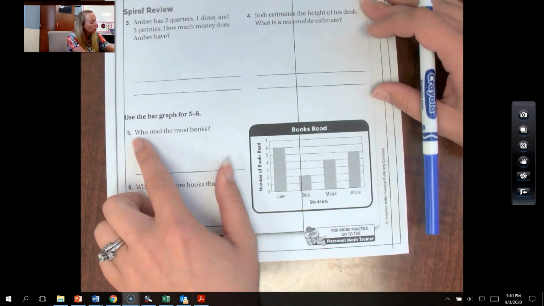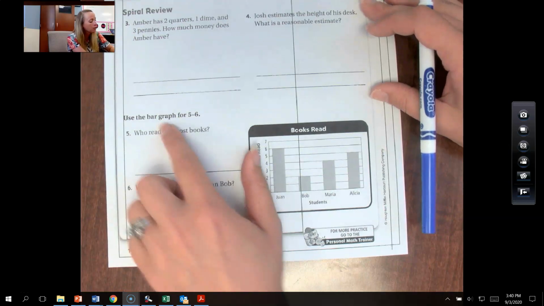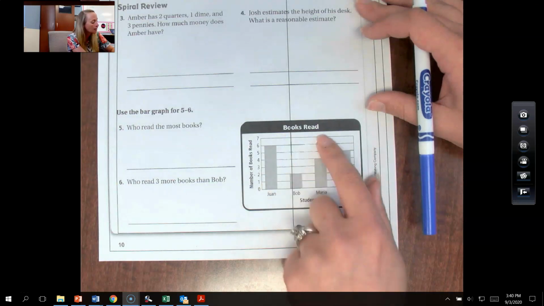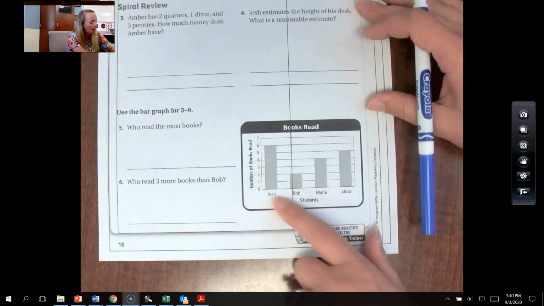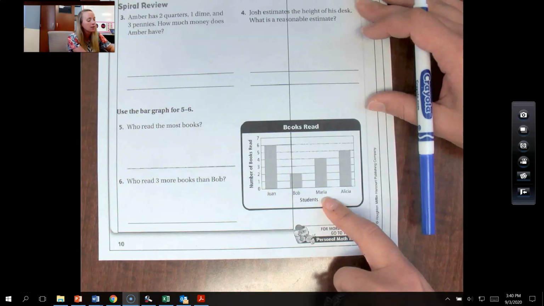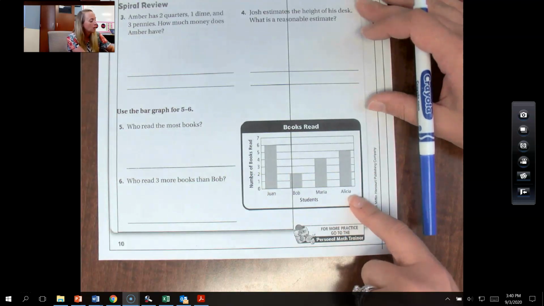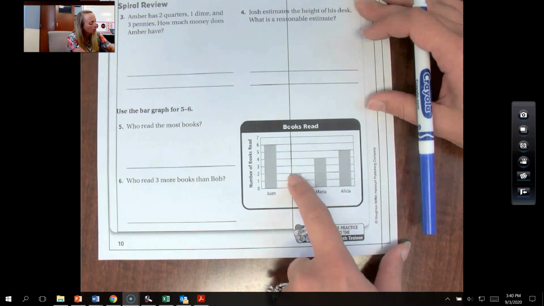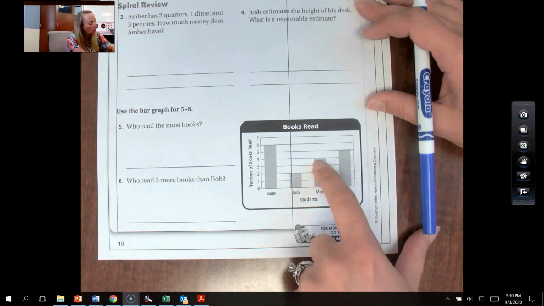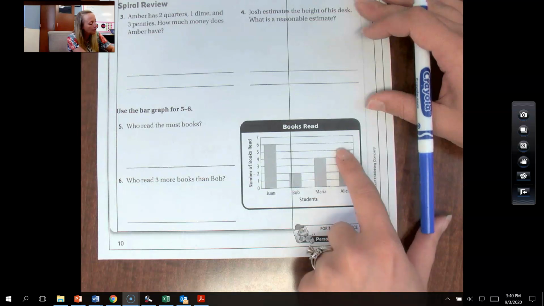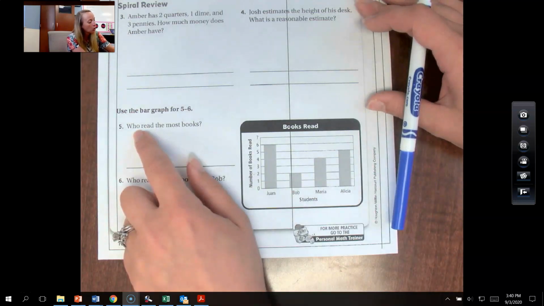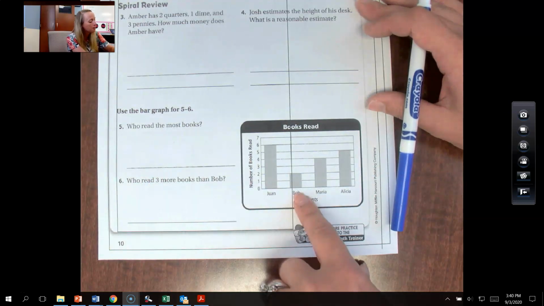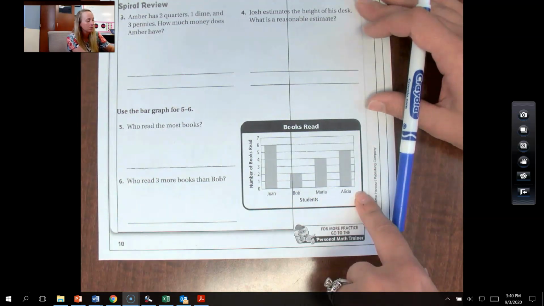Number 5. We are going to be using the bar graph for number 5. This is called books read. Juan read books, Bob read books, Maria read books, and Alicia read books. Juan read 6, Bob read 2, Maria read 4, and Alicia read 5. You are to tell me who read the most books: Juan, Bob, Maria, or Alicia.